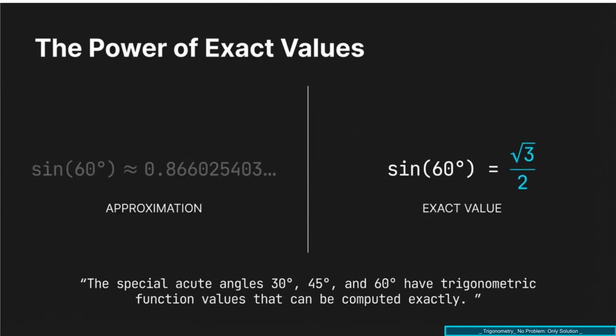We will explore the power of exact values. The special acute angles 30 degrees, 45 degrees, and 60 degrees have trigonometric function values that can be computed exactly, unlike approximations.